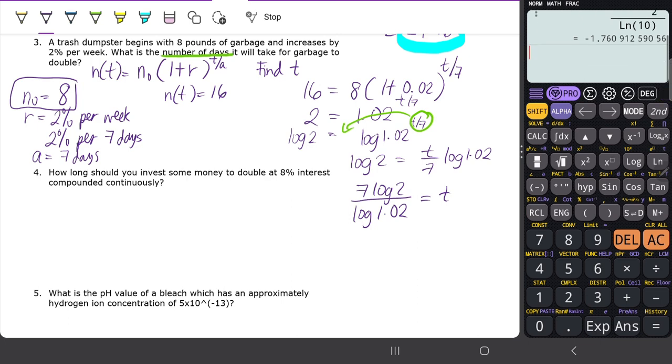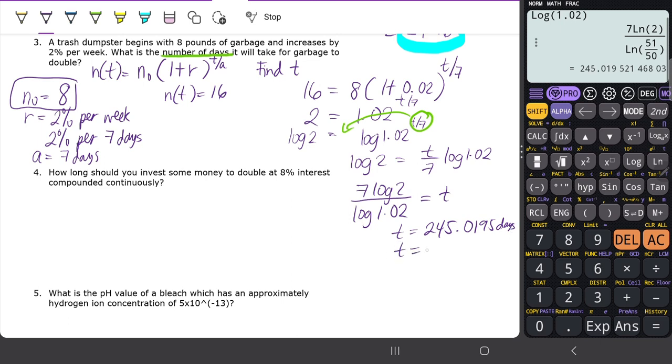Using calculator, 7 log 2 divided by log of 1.02 is 245.0195 days. Pero gawin na lang nating 245 days. So approximately 245 days for the amount to double.